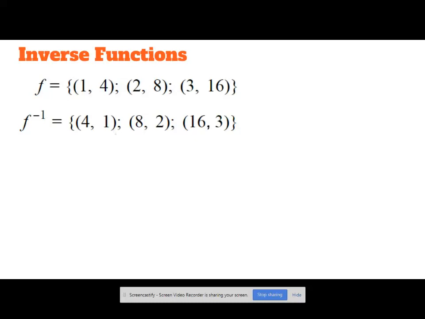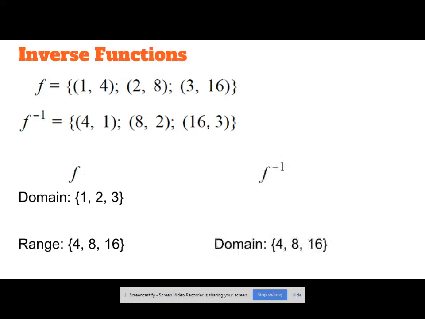Now we're going to have to do a little more algebra, but if we're given a set of ordered pairs like this, all we're doing is flip-flopping the domain and the range. So again, the domain was 1, 2, 3, the range was 4, 8, 16. The inverse function then, the domain becomes 4, 8, 16, and the range becomes 1, 2, 3. That's how we're going to create these inverse functions.